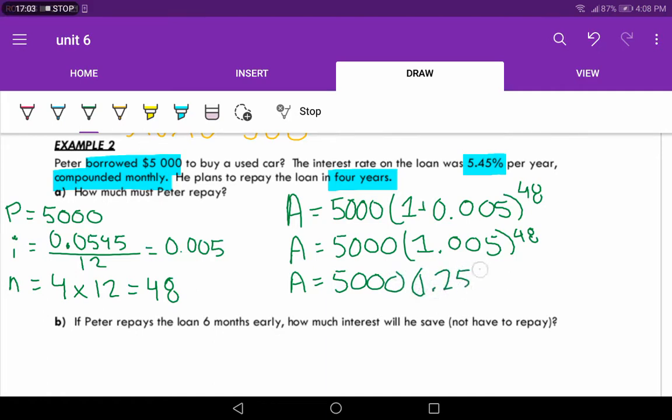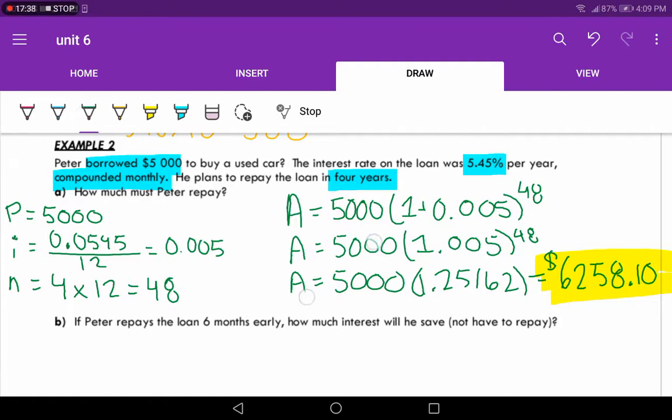It's easiest not to write out this step just because you would have to include a lot of decimal numbers. Or if you do write it out, just leave it on your calculator and then click times 5,000, which gives you an answer of $6,258.10. Okay, so that is the amount that Peter would owe if he borrowed $5,000 at this rate and he paid it back after 4 years.